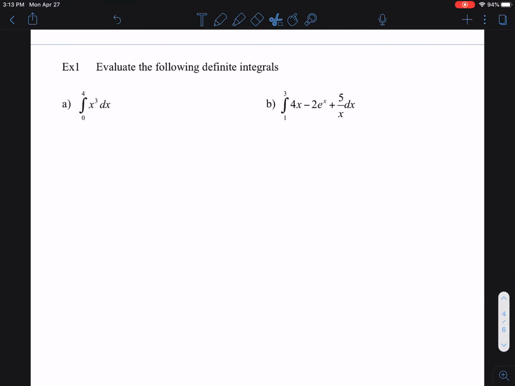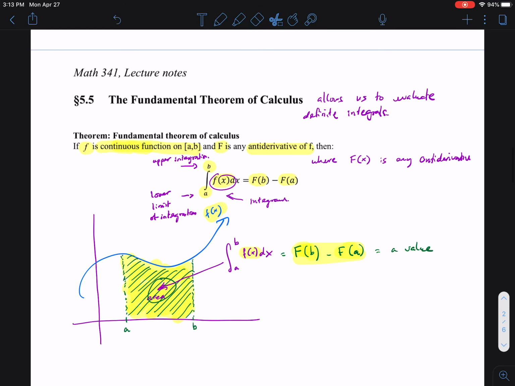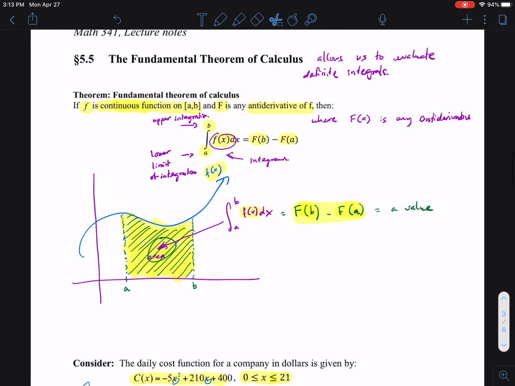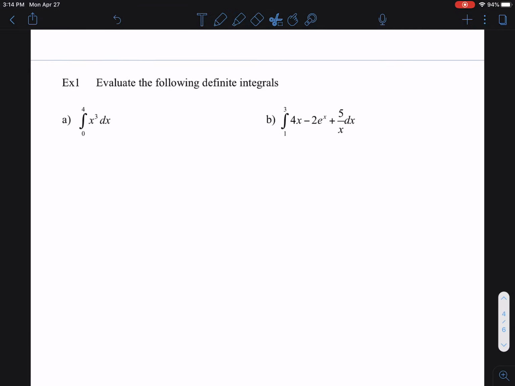Alright guys, so in this second video for lesson 5.5, it's the fundamental theorem of calculus. We are going to go over 4 examples that I have set up for us here, to show how we evaluate these definite integrals using the theorem. So let's get to it.